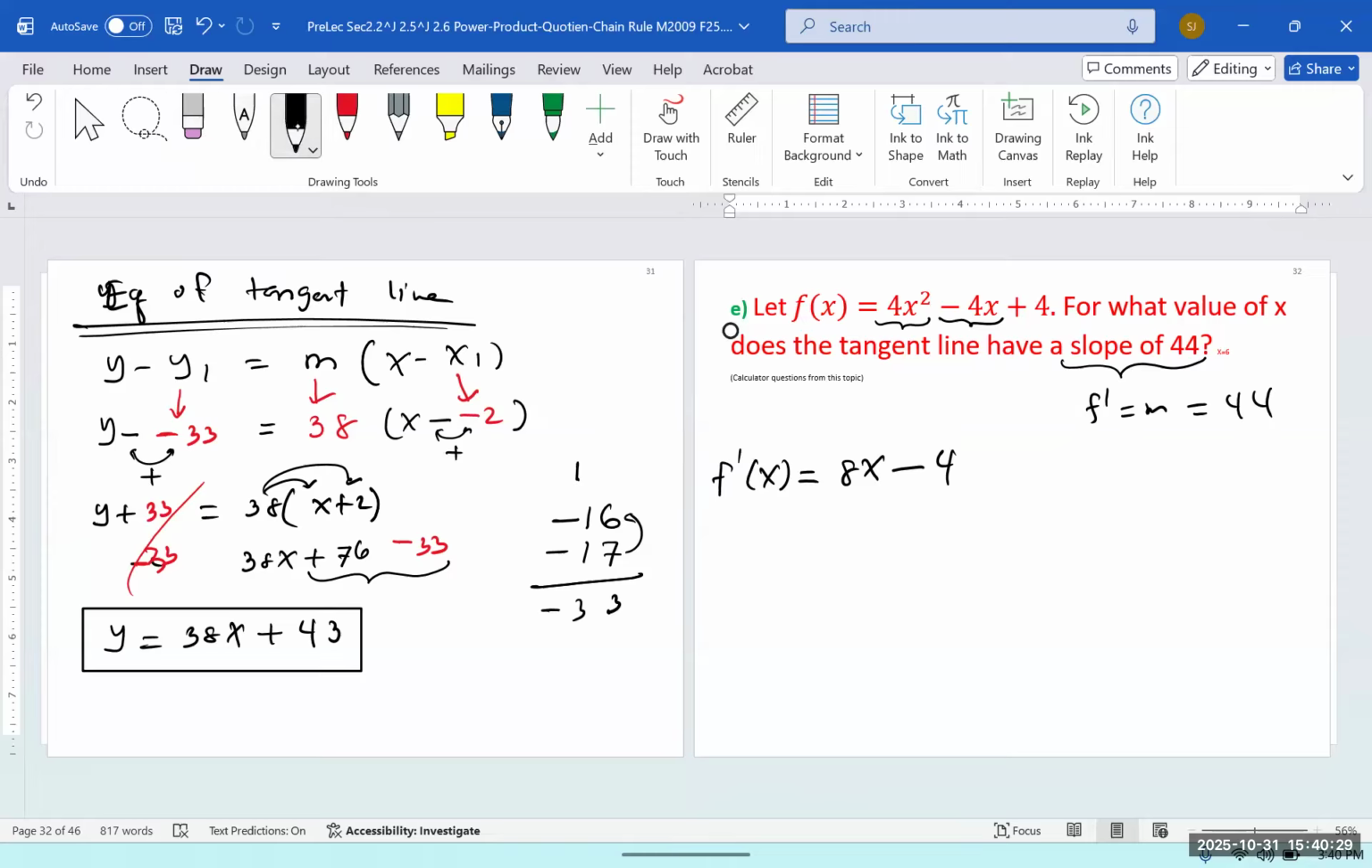So we found the formula for the derivative, and they are telling us that formula equals 44. They want us to find what x values make this equal 44. So solving for x, you add 4. We get 8x equals 48, and then divide by 8. Your x is 6.